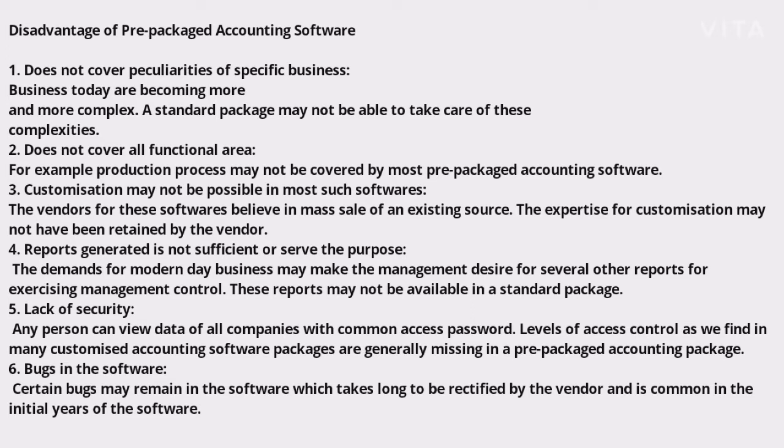5. Lack of security. Any person can view data of all companies with a common access password. Levels of access control, as we find in many customized accounting software packages, are generally missing in a pre-packaged accounting package. 6. Bugs in the software. Certain bugs may remain in the software which take long to be rectified by the vendor, and this is common in the initial years of the software.